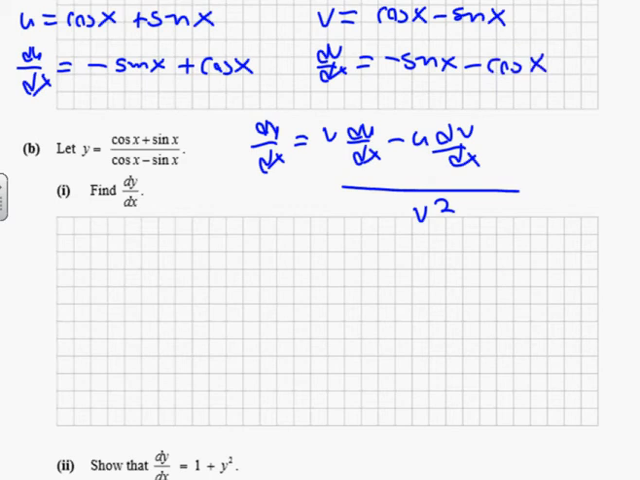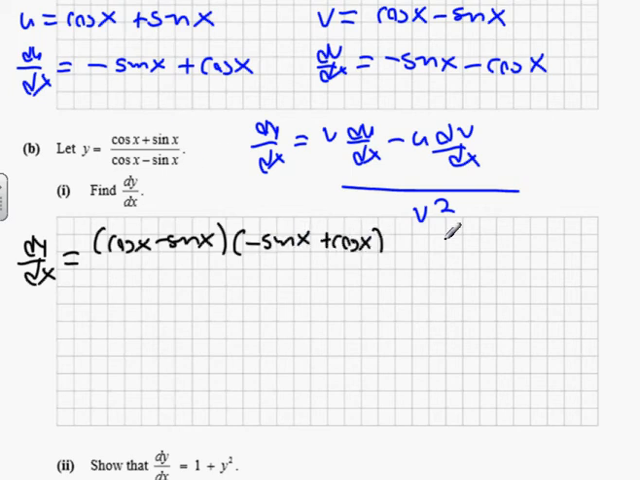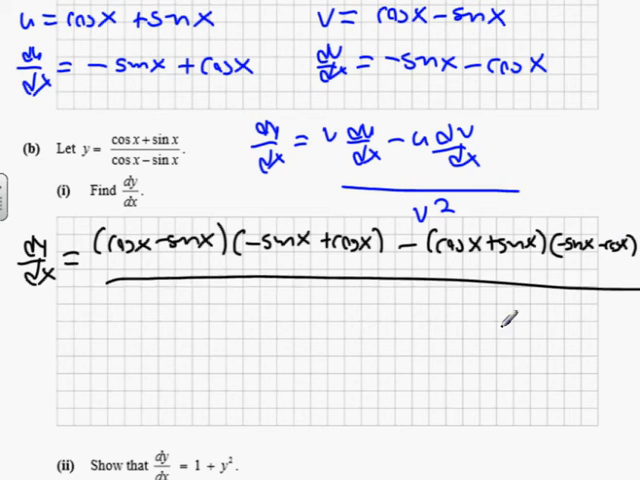Okay. Next thing we're going to do is apply the quotient rule. So we're going to have dy/dx ends up to be v times du/dx. So it's going to be cos x minus sine x multiplied by du/dx, which is minus sine x plus cos x, and then minus u times dv/dx. So u is cos x plus sine x, and dv/dx is minus sine x minus cos x, all over.